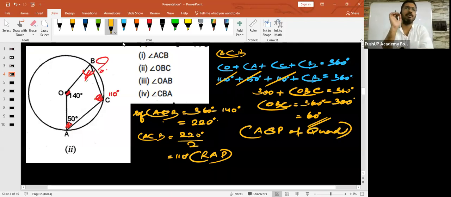Very rarely you will use angle sum property of a quadrilateral because most of the times you use angle sum property of triangles. Okay, this is a very rare situation.